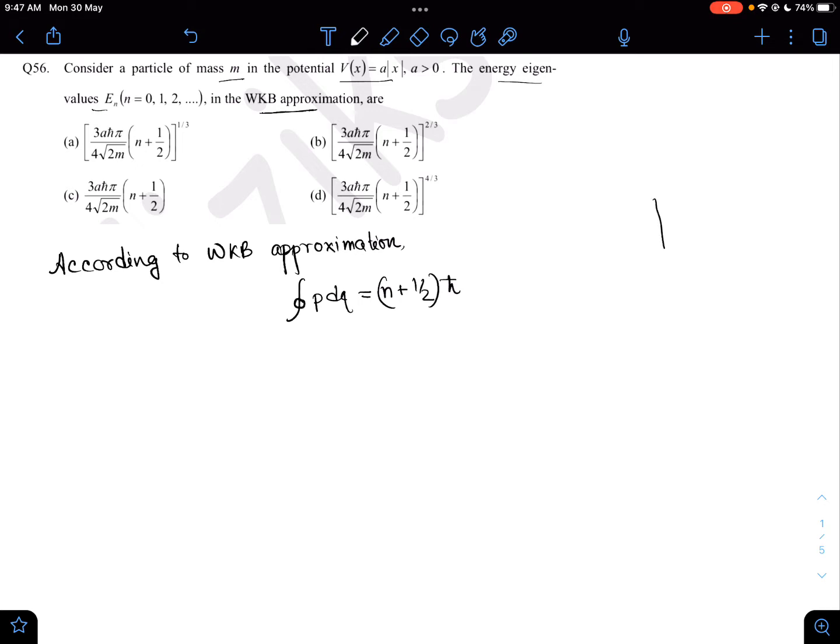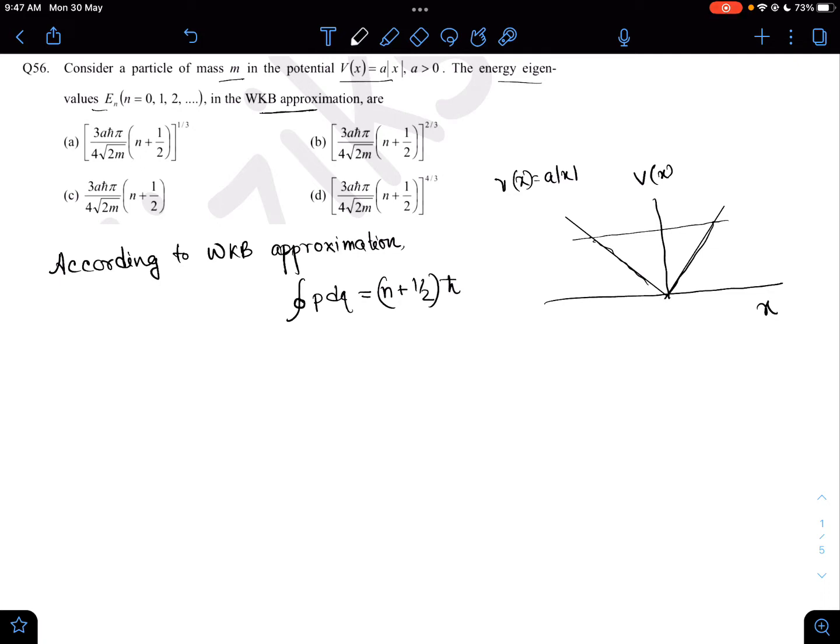So what is the form of this potential? The potential is alpha mod x. So we can draw this potential as this. This is our potential as a function of x. And suppose we have our energy value somewhere here. So it will be confined in this region.